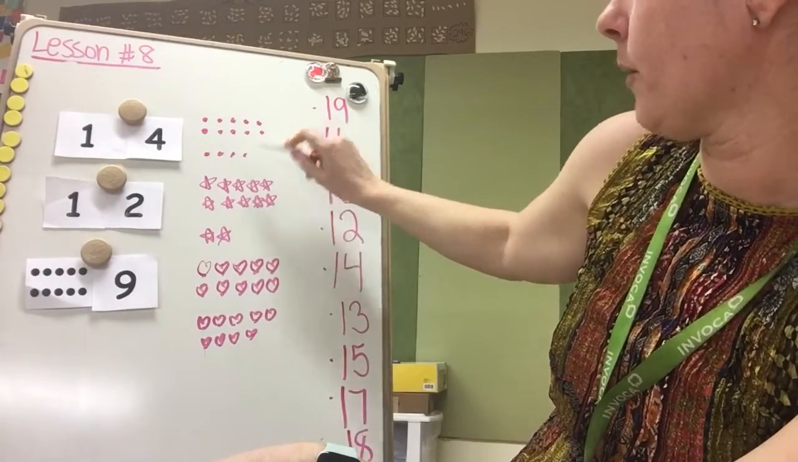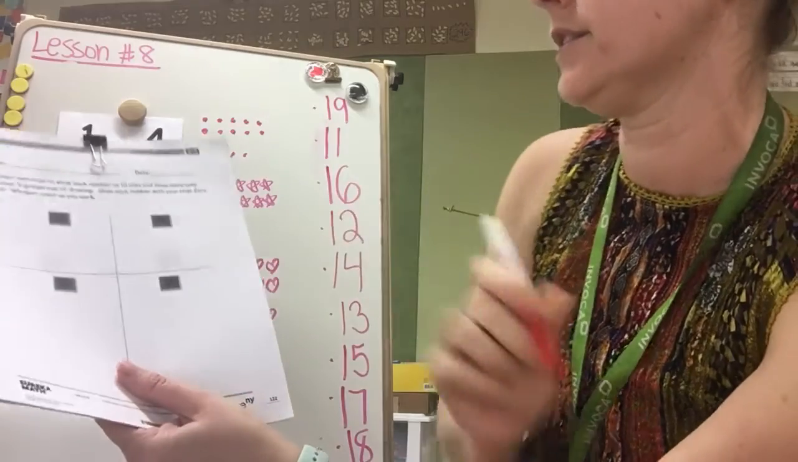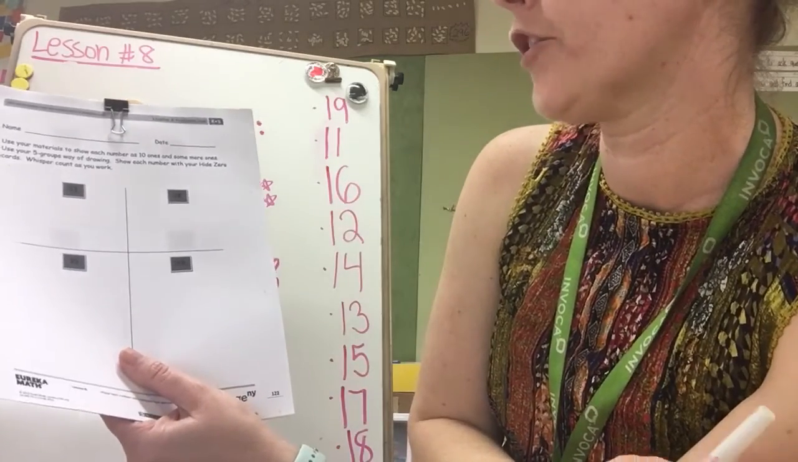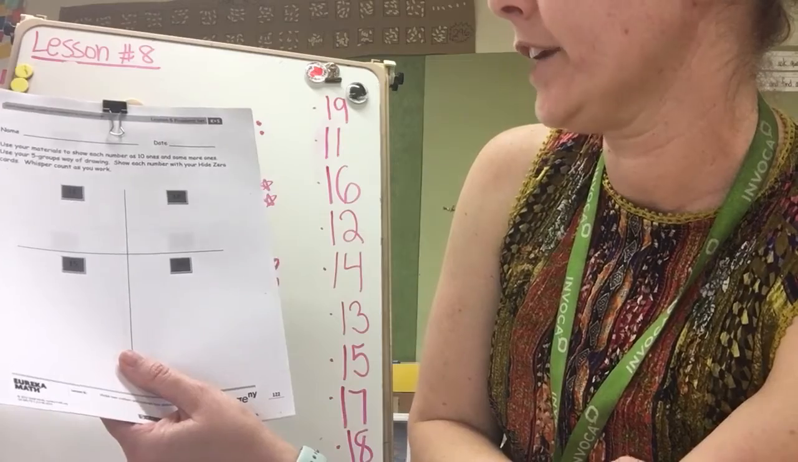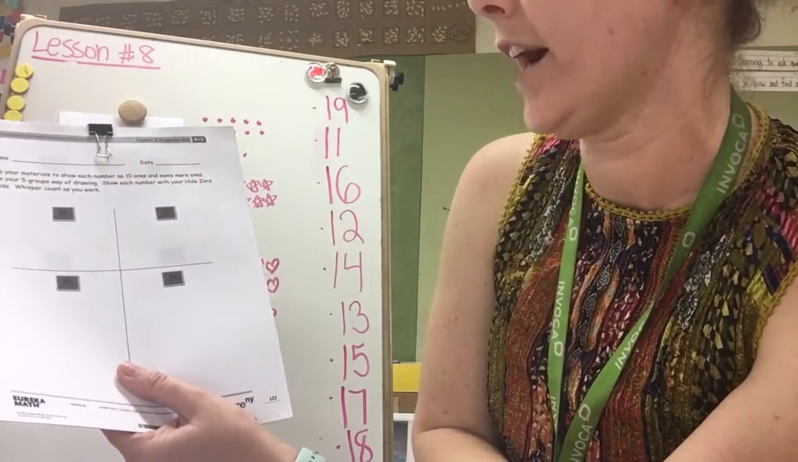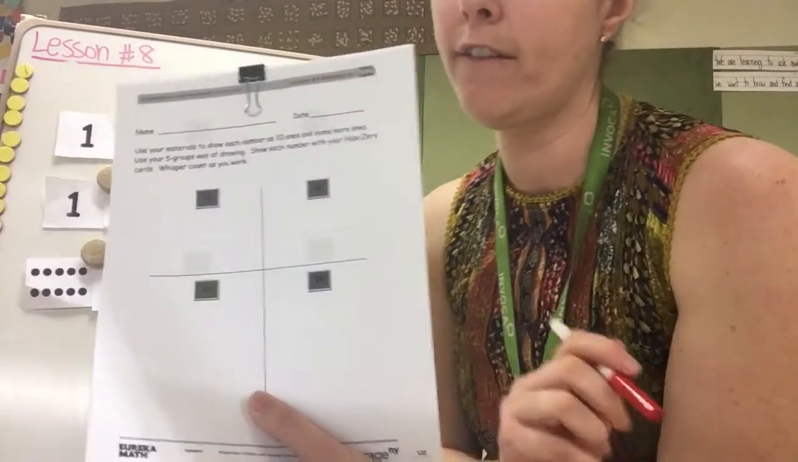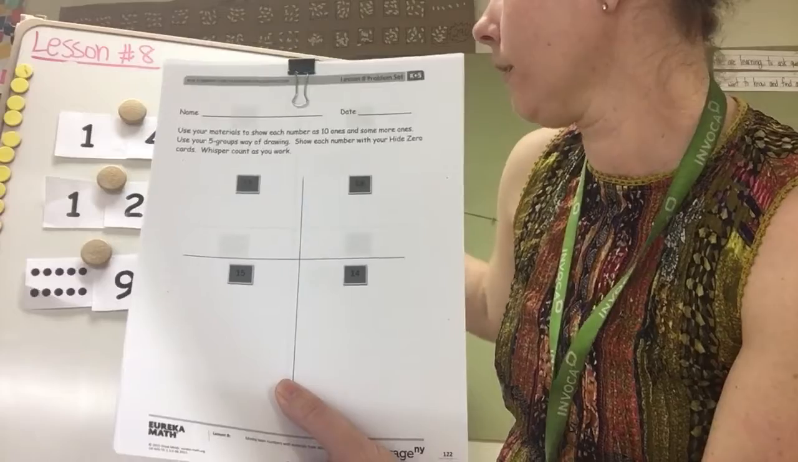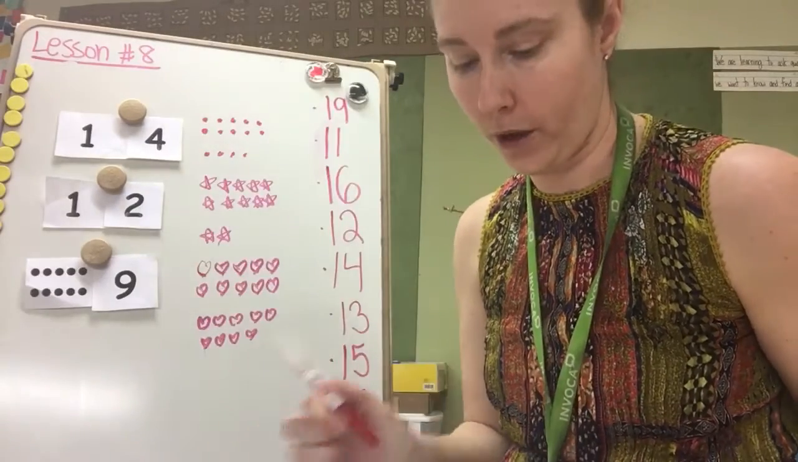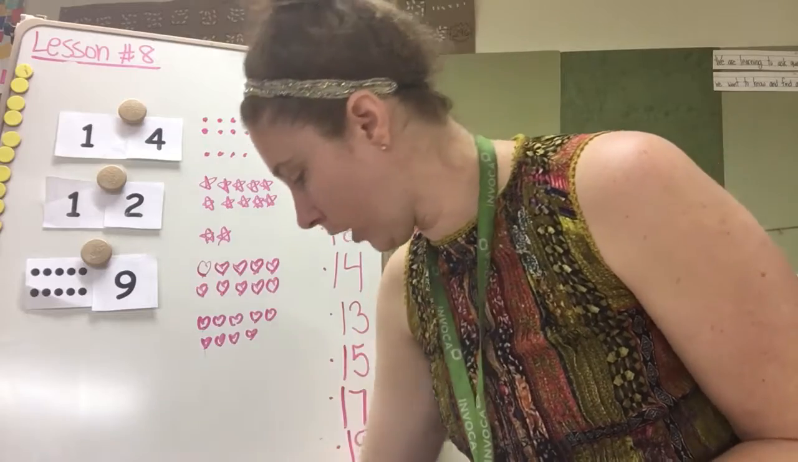10 ones, 4 ones, 10 ones, 2 ones, 10 ones, 9 ones. Use your 5 groups way of drawing. Show each number with your hide 0 cards. You don't have a set of hide 0 cards, so you don't have to worry about that, and whisper count as you work. So I'll do 11 for you as an example, but it's just like how we did on the board. So for this one, I'm going to draw.